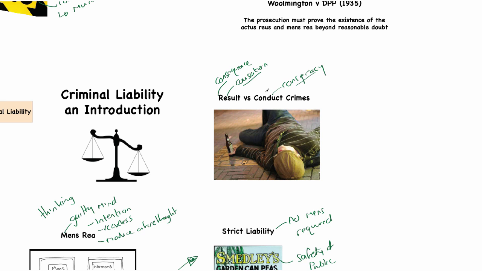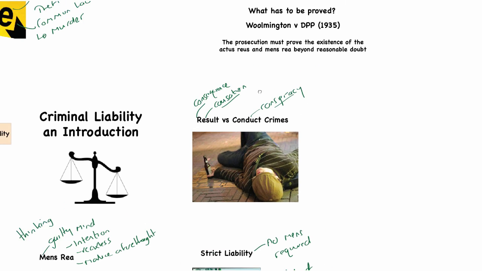Okay, so that's quite important, but it's more important for us from the basis that result crimes require causation. They require the defendant to have caused the result. And we'll go over that again when we look at it.